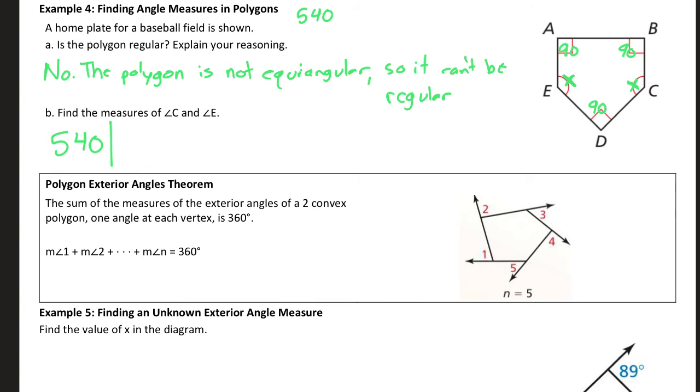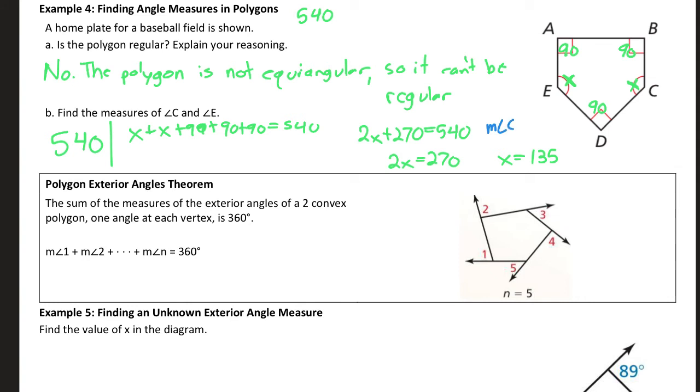How about that? So I would do x plus 90 plus 90 plus 90 equals 540, which would really be 2x plus 270 equals 540. And if I solve that, that would be 2x equals 270. x is 135. So I'm going to do this in a different color so it's not so messy. Measure of angle C and measure of angle E are both 135 degrees.